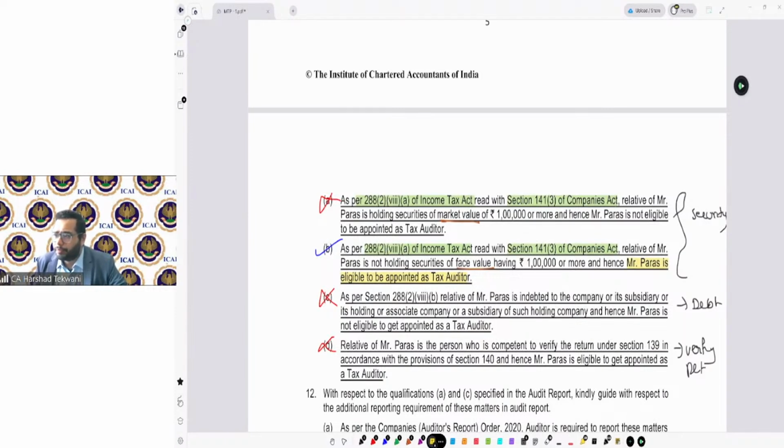Any doubt? Yes, for indebtedness is 5 lakh rupees. Any doubt with respect to this one? No? Let's move to the next one.